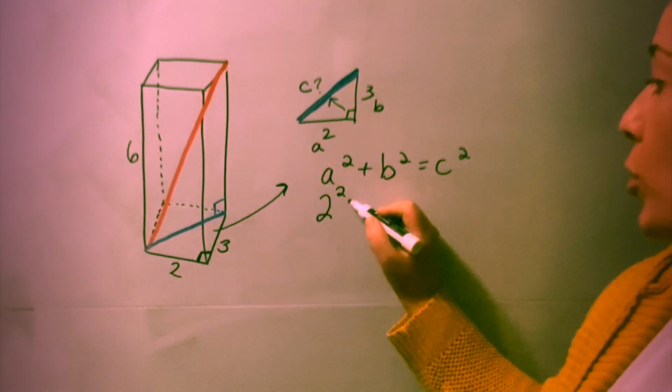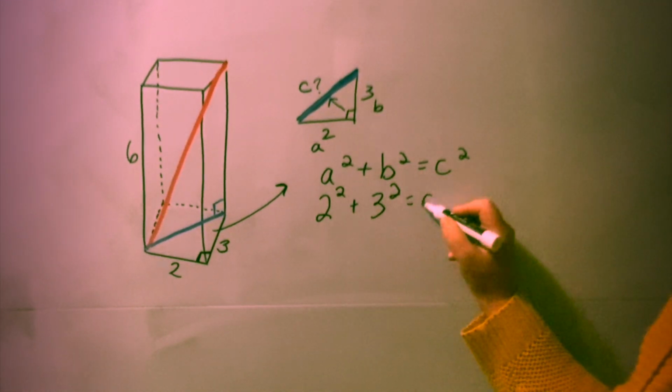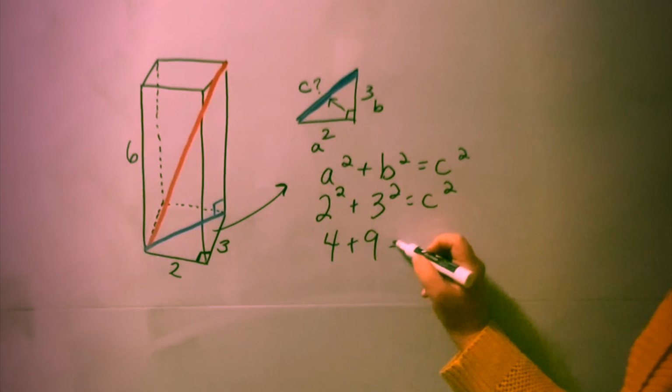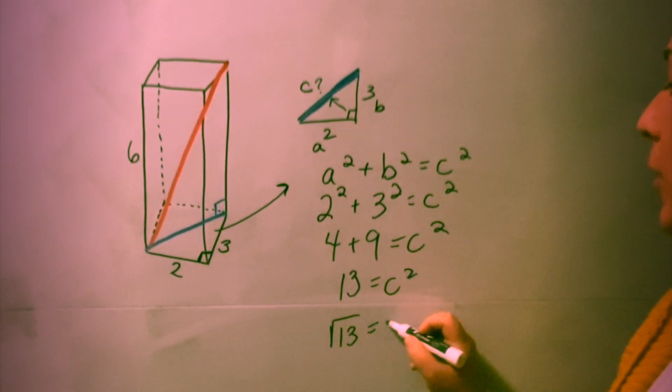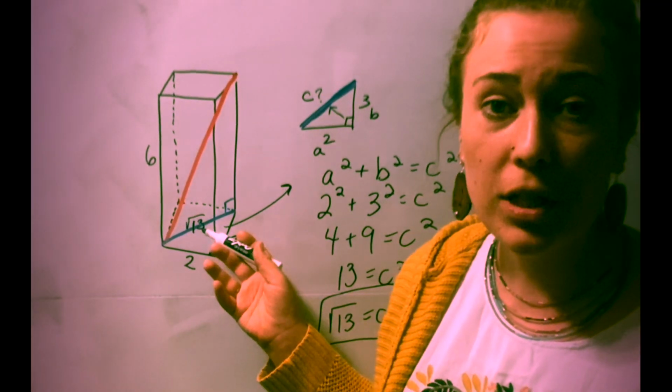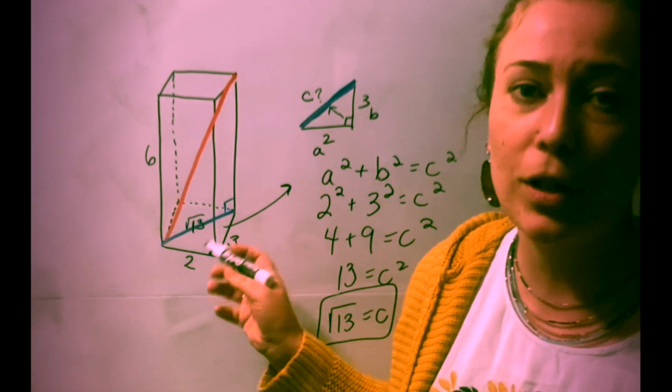A squared, so that's 2 squared, plus B, 3 squared, equals C squared. 4 plus 9 equals C squared. That's 13 equals C squared, so that means the square root of 13 equals C. The square root of 13 is not a perfect square, but that's fine. We're going to use that anyway.